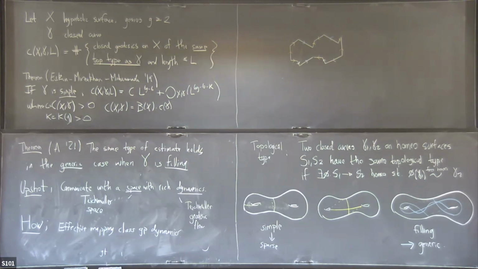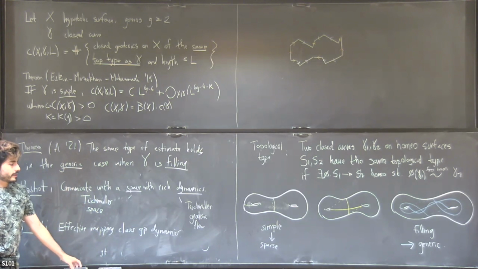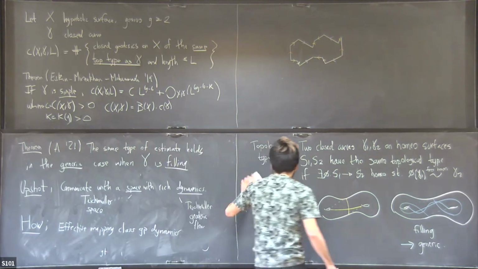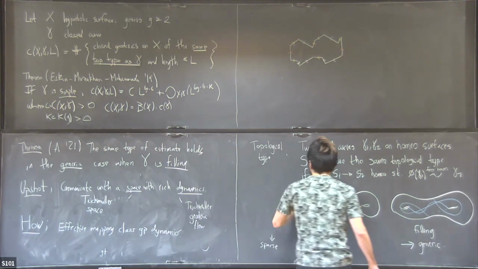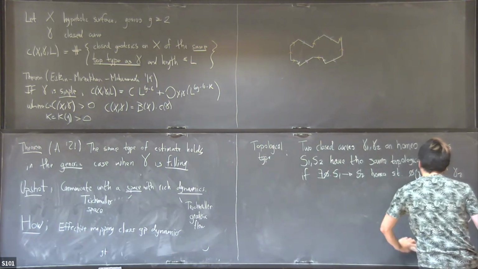Okay, so I say I want to develop some sort of theory of mapping class group dynamics. I should tell you what spaces the mapping class group acts on, and I guess you can guess several of them, but let me tell you the two that I'm most interested in.